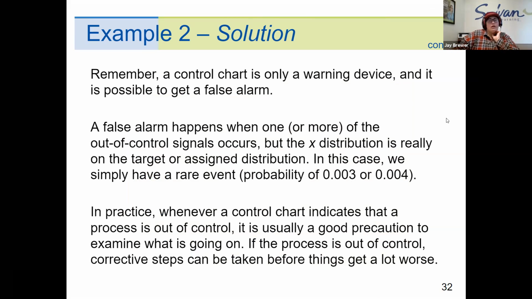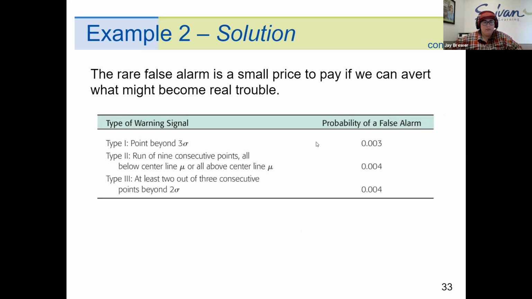Remember that a control chart is only a warning device and it is possible to get a false alarm. So you basically want to use this to help you. And if you were in a job where you would use it, you would not go around screaming wolf all the time. All right. Here are the probabilities that you could have a false alarm depending upon the warning signal type.